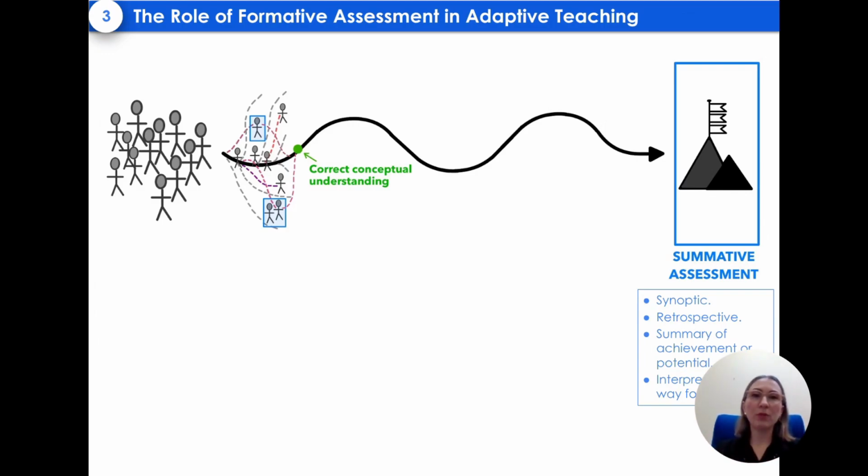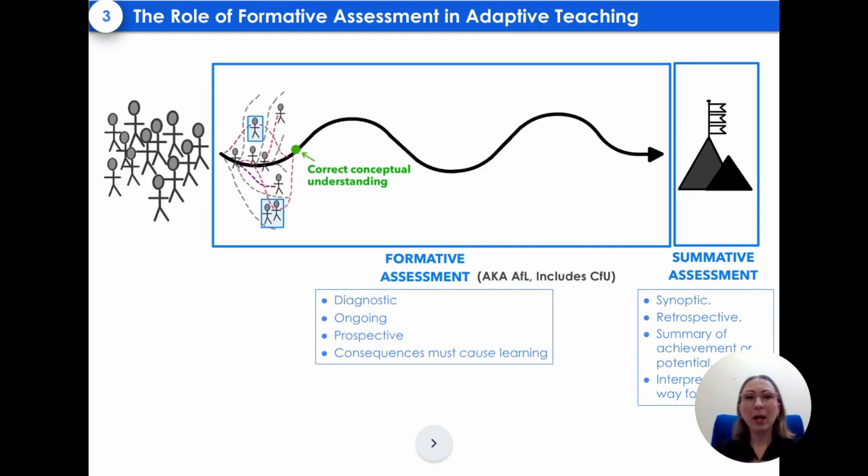Summative assessment is synoptic, it's looking backwards at the learning, it's retrospective, it's summarising what they've learned or maybe what their potential is, and it's interpreted the same way for all pupils. There are things we can do, obviously, in terms of interventions, but it's far, far more effective to do something during the learning journey while the learning is happening. And this is why formative assessment is so important.